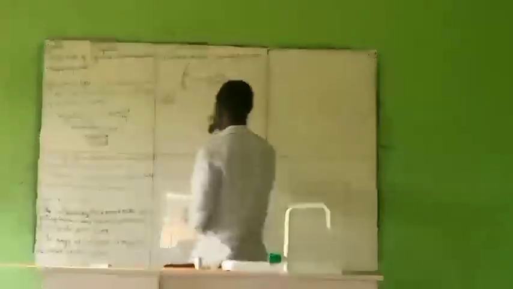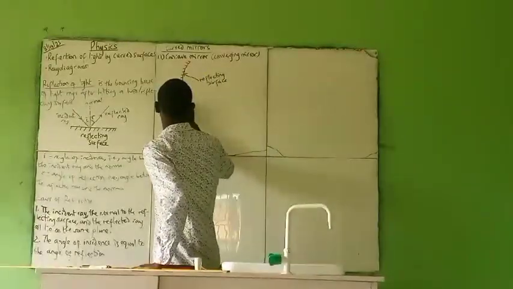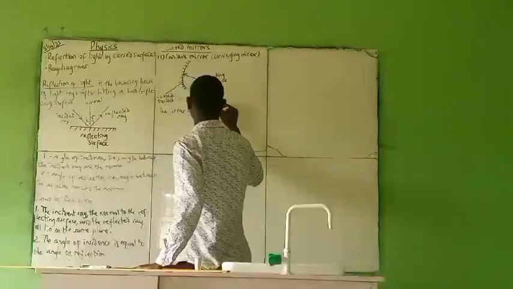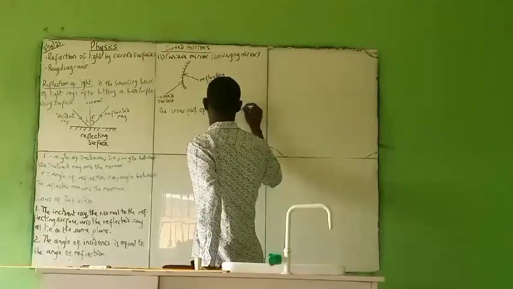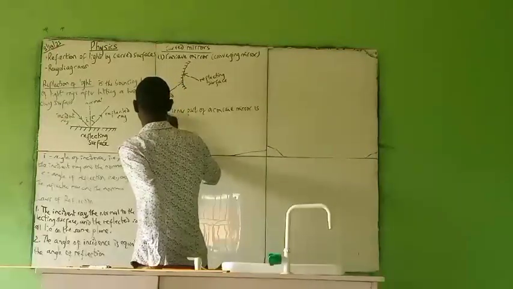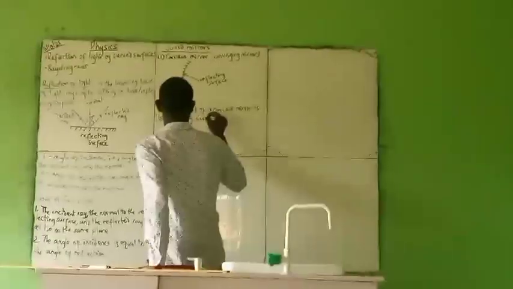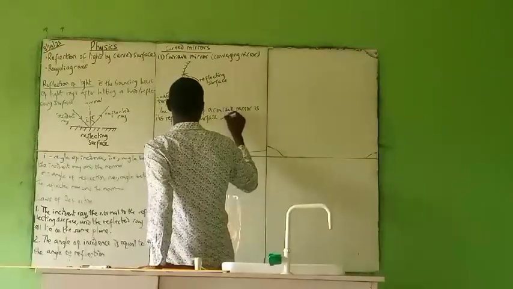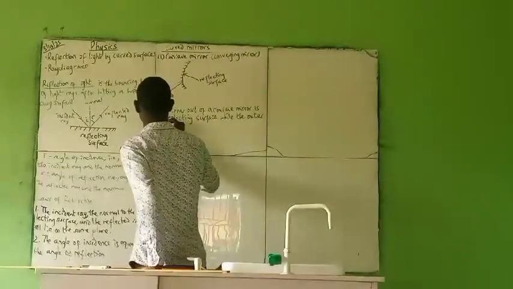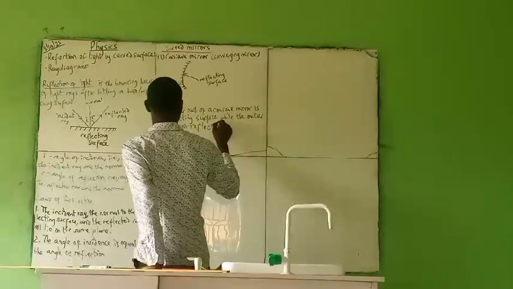Okay, let's give a little information about this. For a concave mirror, the inner part of a concave mirror is its reflecting surface, while the outer part is non-reflecting. The outer part does not reflect at all.